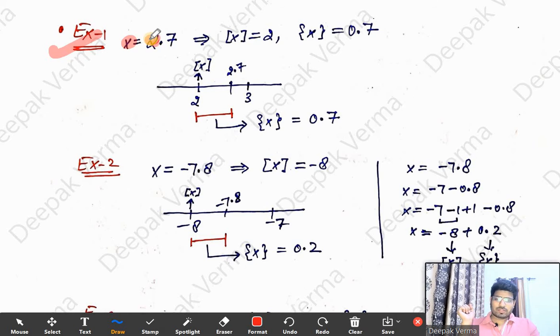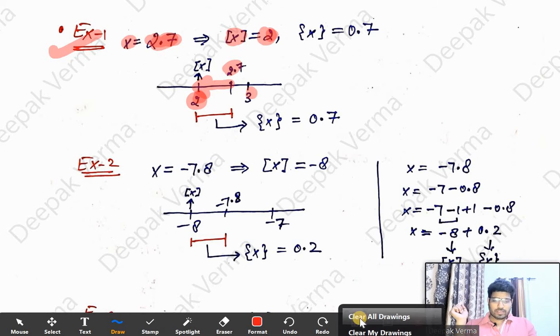If we have x equals 2.7, what will be the floor of x? The floor of 2.7 is of course 2. 2.7 is somewhere between 2 and 3. If we move towards left, the very first integer we get is 2, therefore the answer is 2 here.